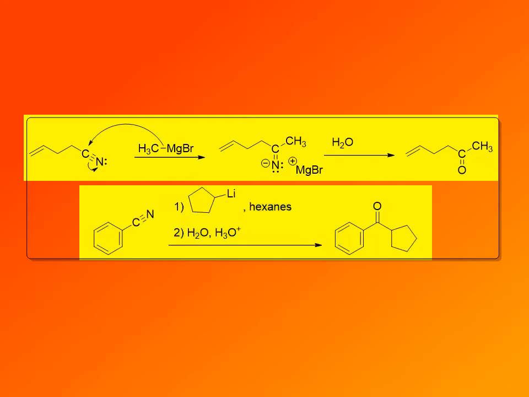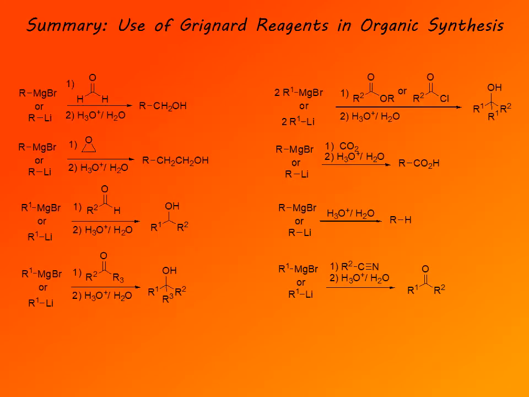Organolithium reagents react the same way. So organolithium reagents readily add to nitriles, and upon hydrolysis, ketones are isolated as the final products. Here is a summary of the use of Grignard reagents in organic synthesis. I will go relatively quickly through it. You may want to pause the video here and study this in a bit more detail.